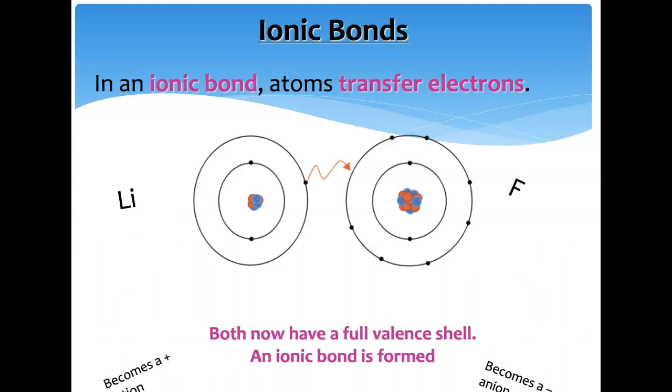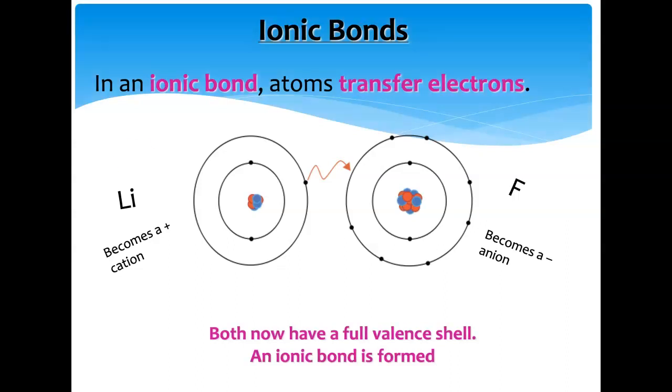And so as this happens, lithium will now become a positive ion. We can say positive or +1. Fluorine becomes a negative or -1 ion. And as they do this and they have these opposite charges, so lithium with a big old plus charge and fluorine with a big old minus charge, it's the opposite charges, that electrostatic attraction, that will actually keep this compound together.